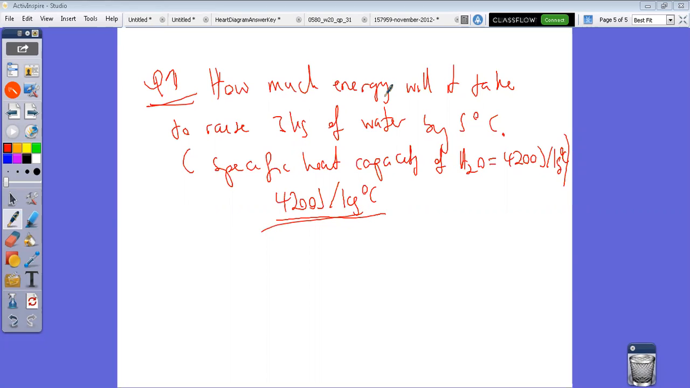Maybe she muted. Now let's look at this. We said E, energy, is equal to mass times specific heat capacity times the temperature change. What is the mass? 3 kgs. We said mass in kgs. Multiplied by what is the specific heat capacity? 4,200. What is the temperature change? We are told to raise by 5. So that's the temperature change. Use your calculator. What's your answer? Energy in joules.